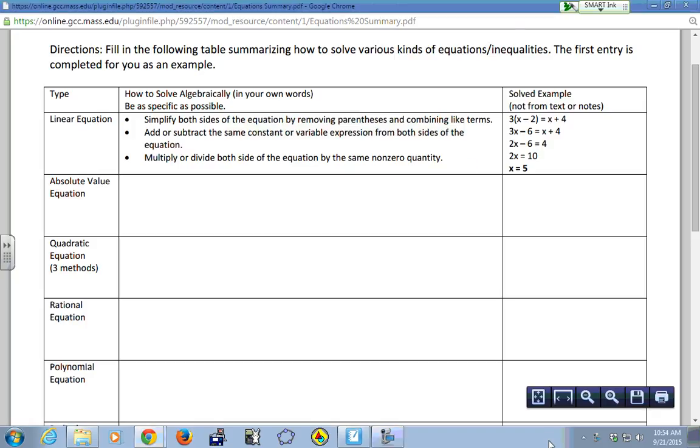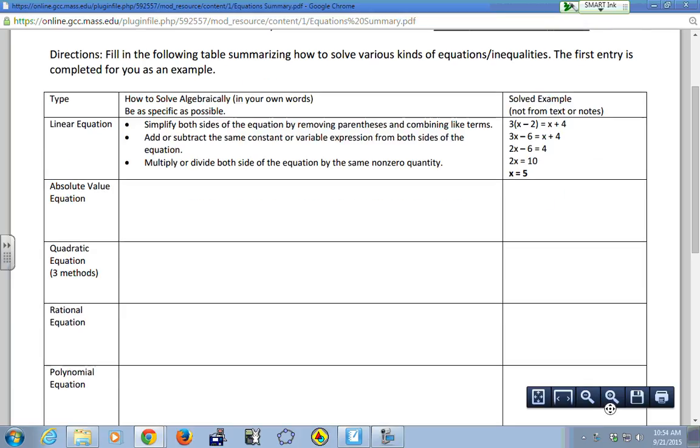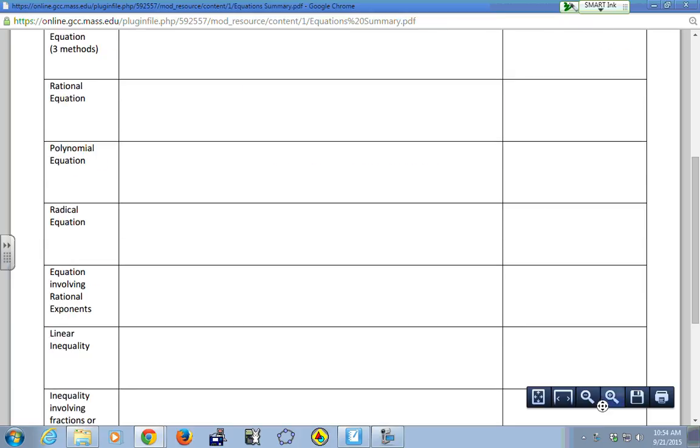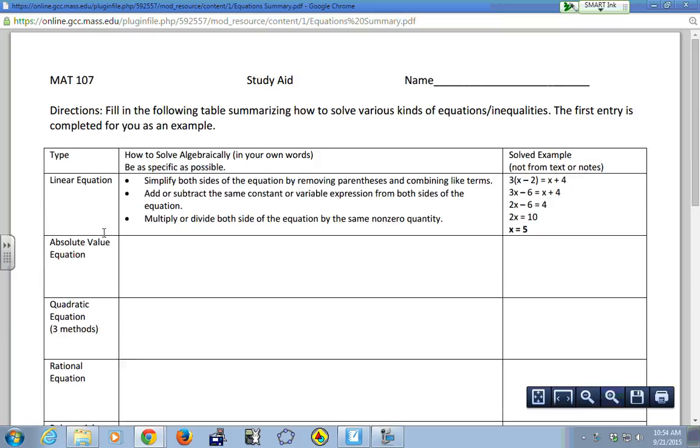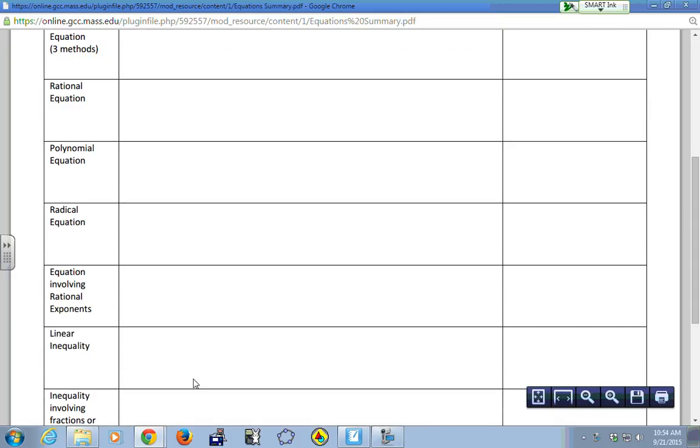Moodle site, you'll find this under test prep. So notice in the left-hand column, we're going to have each of the different types of equations. Some of these we've already covered, but today we're going to cover some new types of equations, and we're going to cover how to solve inequalities.